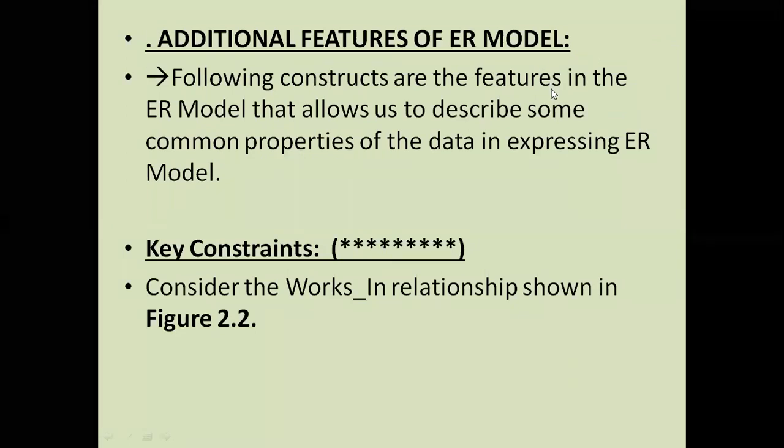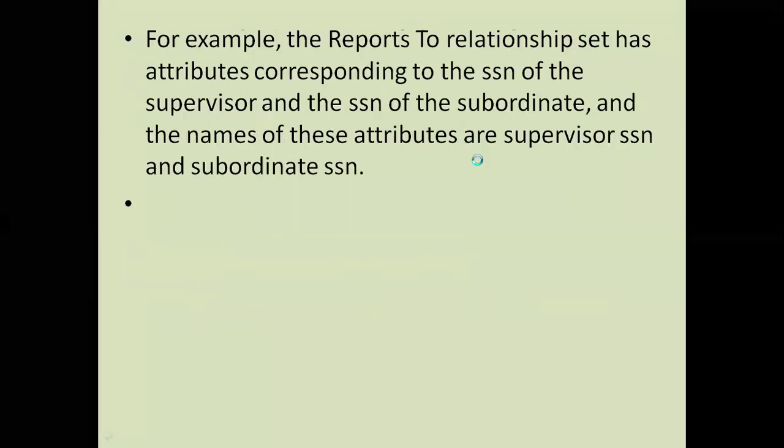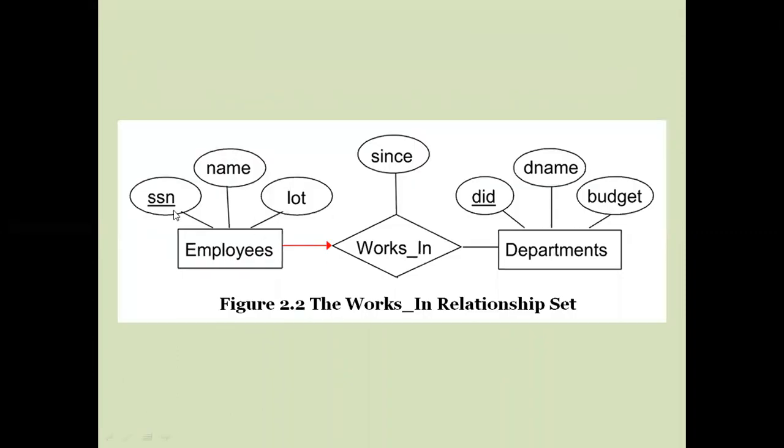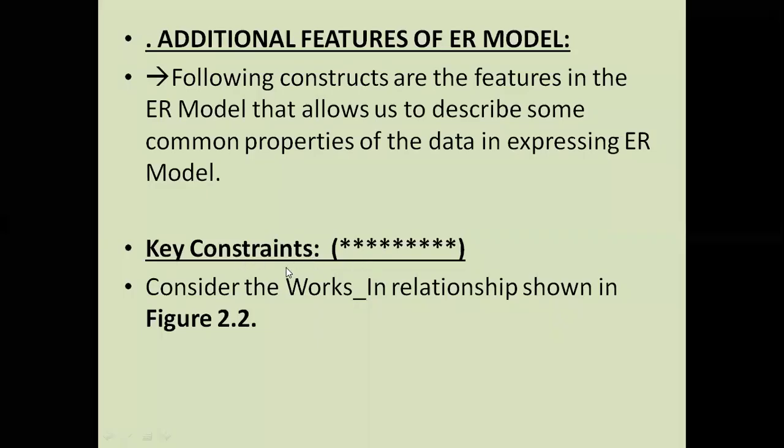So these are the additional features of the ER model. The first one is key constraint. We already discussed that. When we represent an entity, the entity has some attributes, and the key attribute is represented with an underline. That denotes the key attribute or key constraint. That means it is a primary key. If it has a primary key, we can represent it with a single-line rectangle. Okay, that is key constraint.